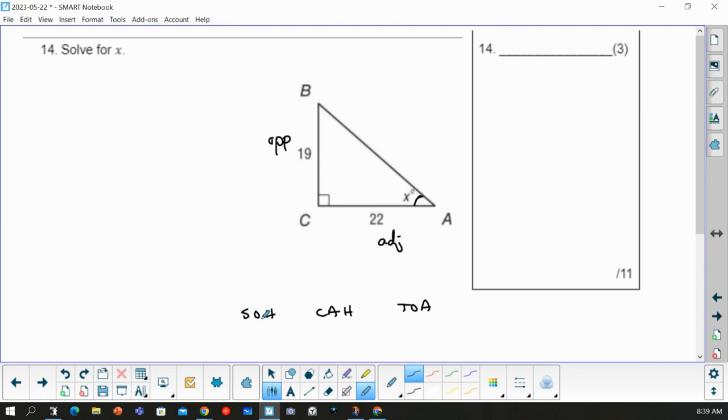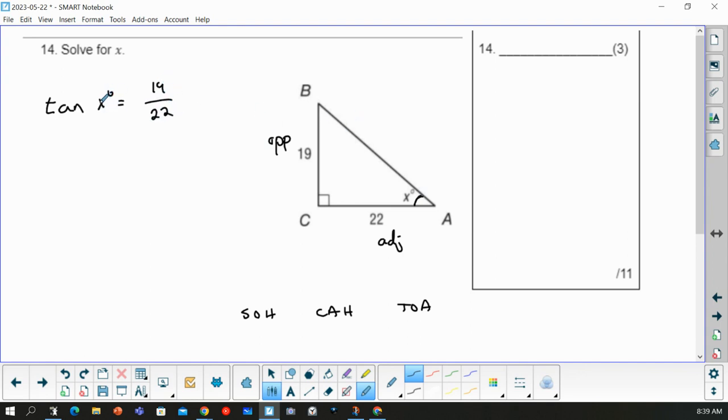Of my three trig functions, the one that uses the opposite and the adjacent would be this T. Tangent is the opposite over the adjacent. So that's how I know I'm going to use tangent. Tangent of the angle equals the opposite over the adjacent.